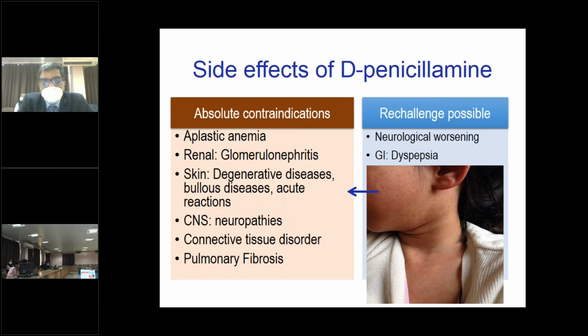Among others, we have neuropathies, connective tissue disorders, and pulmonary fibrosis. The only condition where we can consider a re-challenge is a paradoxical neurological worsening after starting D-penicillamine. Here we buy time and decrease the dose of D-penicillamine, and after the symptoms are controlled, we can start at a lower dose. The other would be GI disturbances in the form of dyspepsia.